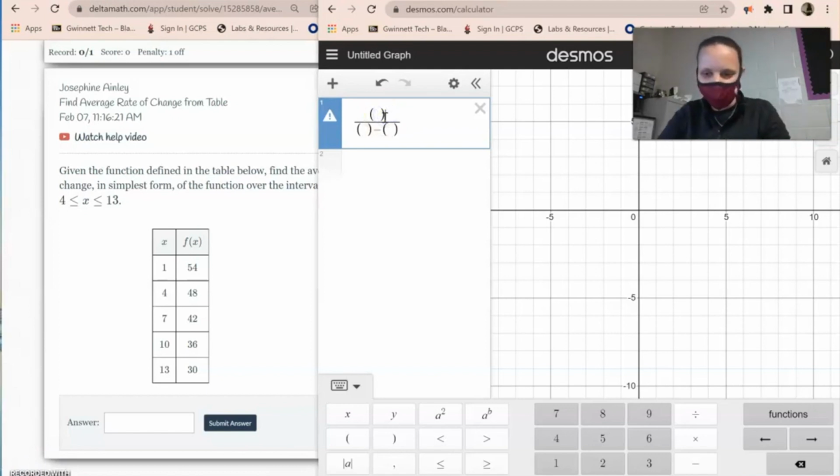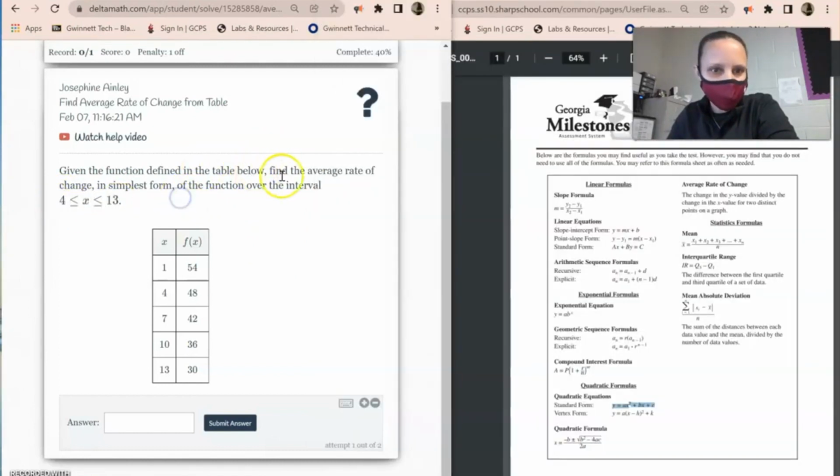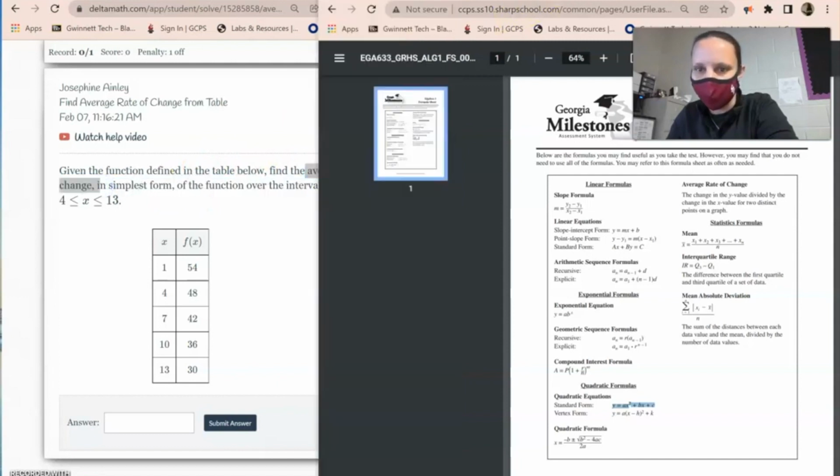All right, then minus parentheses. So once you have that set up, parentheses minus parentheses over parentheses minus parentheses, they're always going to give you the x values. And remember, we're going off of slope, right? Average rate of change. So if you look right here, average rate of change says the change in the y divided by the change in the x.